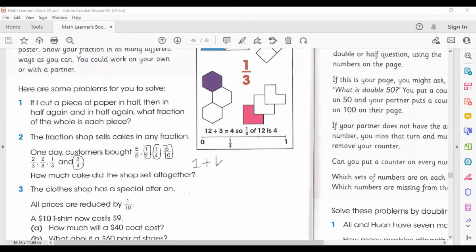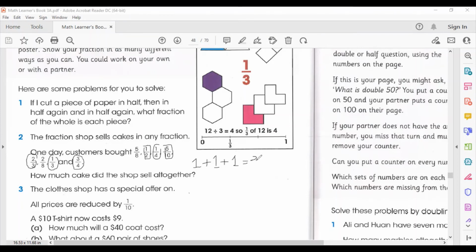Now we have 2 by 3 and 1 by 3. The denominator is the same, so we can add the top. 2 plus 1 is 3. 3 by 3 is equal to 1. These are 3 fractions changed into 1 each, so we have 3. Then the remaining are 5 by 8 plus 2 by 8. So the 1 plus 1 plus 1 we write here as it is.